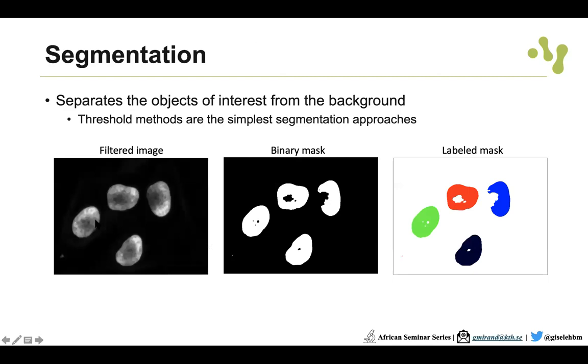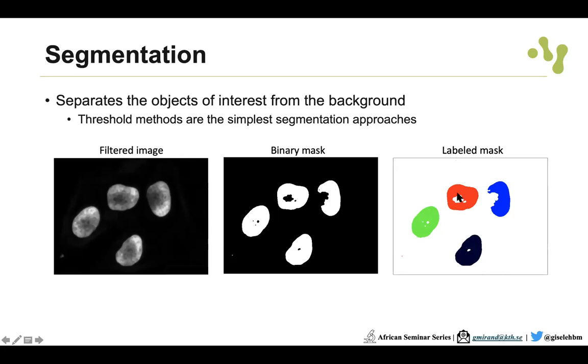So once we've filtered our image, and in this case we apply the median filter, now we have a more homogeneous region inside each nuclei, and this helps segmentation. Segmentation is the process of separating the objects of interest from the background. Thresholding methods are the simplest approach to segmentation. Thresholding means defining a pixel value above which we have our particles, our objects of interest, and below this value, we have the background. So here in white, we have the segmented objects, and in black, we have the background.